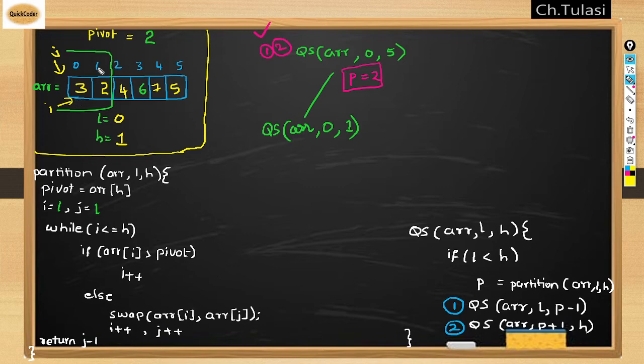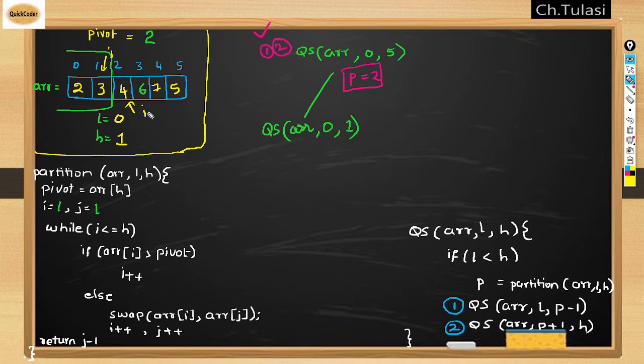Now I will check array of I element with the pivot point. This is greater than the pivot, no? Then simply I will increment my I, means my I will be here. Okay, again I will check. But here 2 is equal to this pivot point. Then what should I do? I will swap array of J and array of I elements, so 2 will be here, 3 will be here, and my I and my J will be incremented. Means my J will come here and my I goes here.